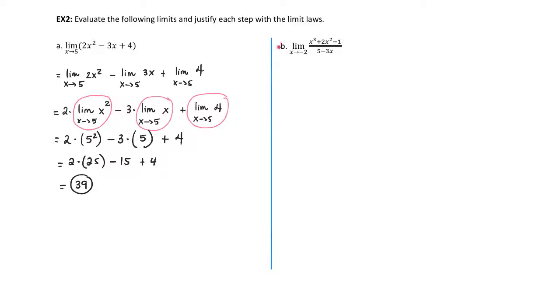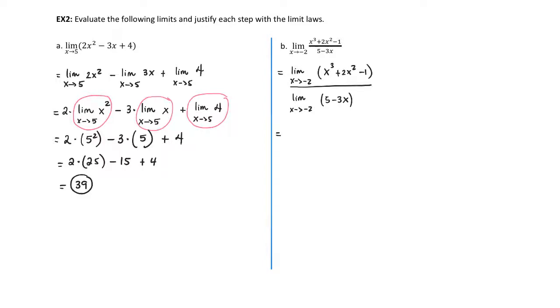Part B of example 2 is asking us to evaluate the limit as x approaches negative 2 of this rational function. So I have a numerator and denominator, but that's not difficult. Now that we have the laws, we're going to apply the limit to the numerator and to the denominator separately. So x to the third plus 2x squared minus 1, divided by the limit as x approaches negative 2 of 5 minus 3x. So that's what we have.